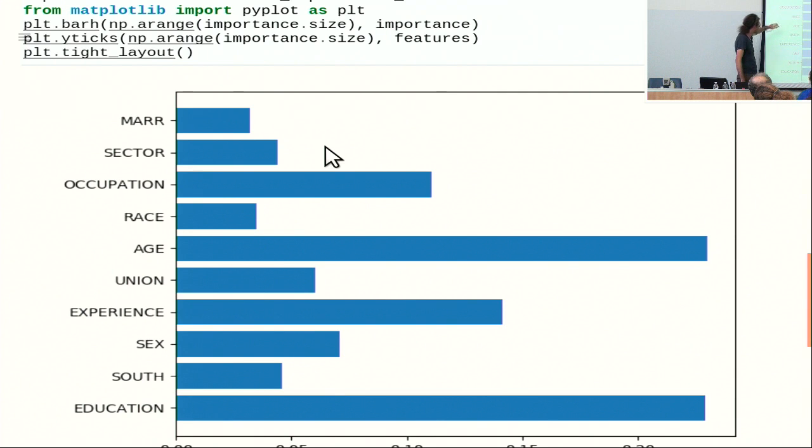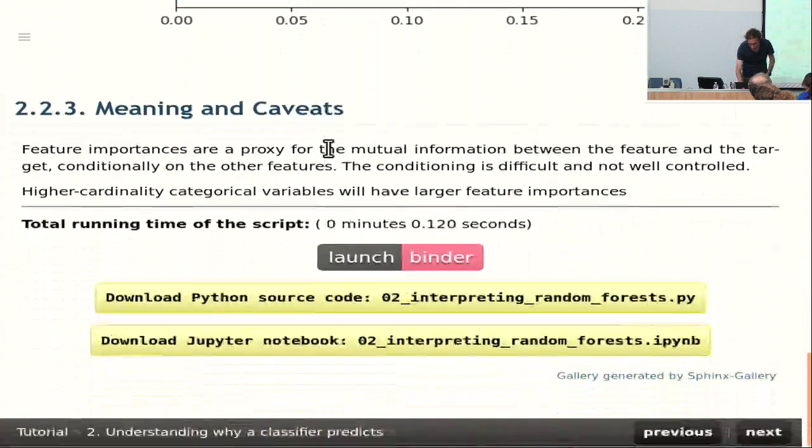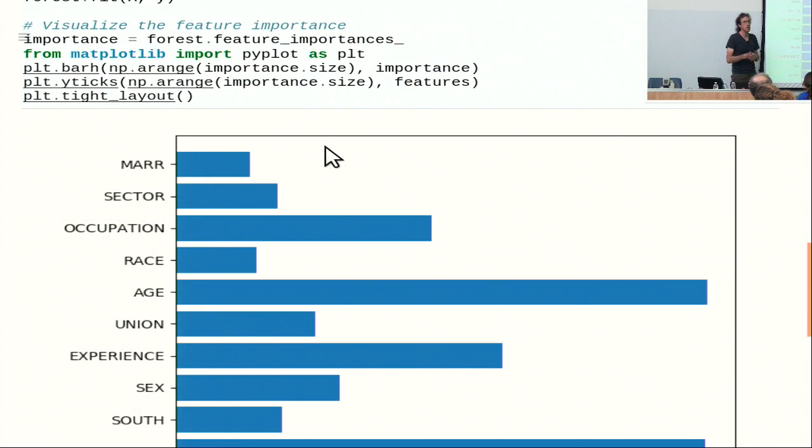And you can see that it's weakly conditional because experience is not fully removed by age or vice versa. There's importance of both, okay? And one caveat is that when you look at categorical features, for a very large number of categories, it tends to increase the feature importance arbitrarily. Because of the way feature importances are computed, this is completely an artifact of the way they're estimated.